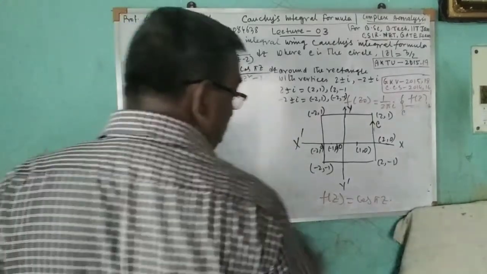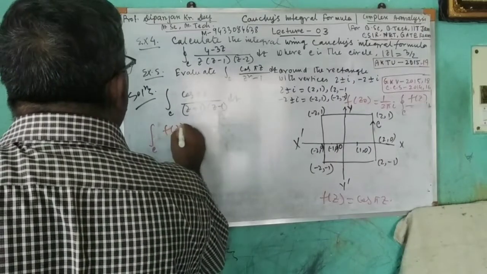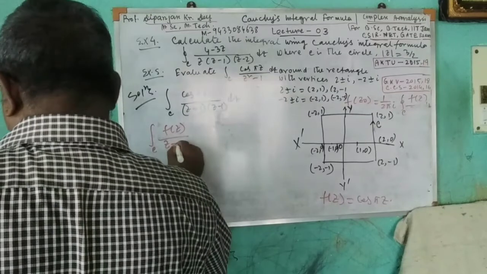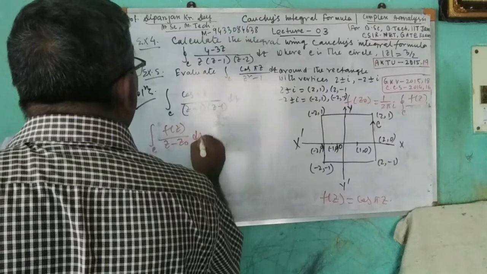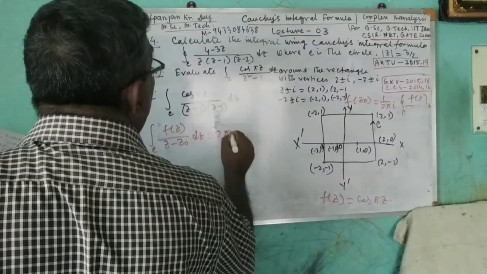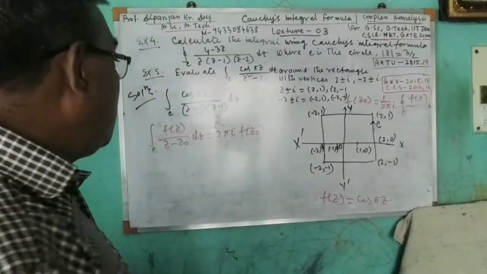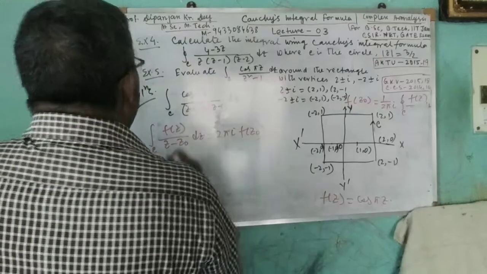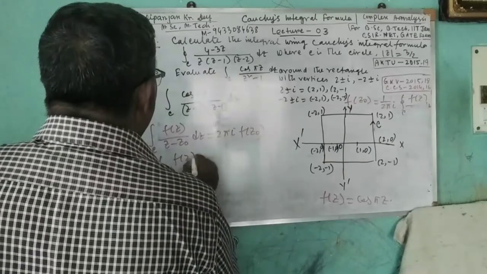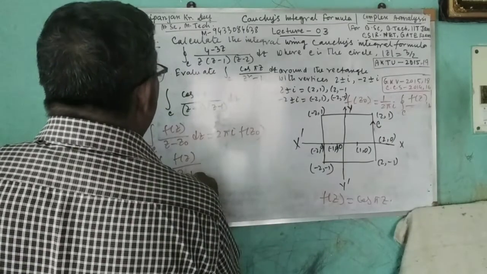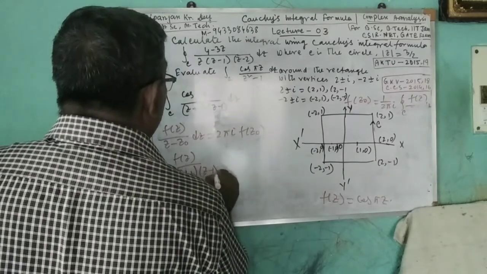Just so, integration over C of f(z) by (z minus z0) dz is equal to 2 pi i f(z0). This is Cauchy's integral formula. So I am applying it over here: integration over C, this is f(z). What is f(z)? Cos(pi z). So f(z) by (z plus 1) into (z minus 1), dz.